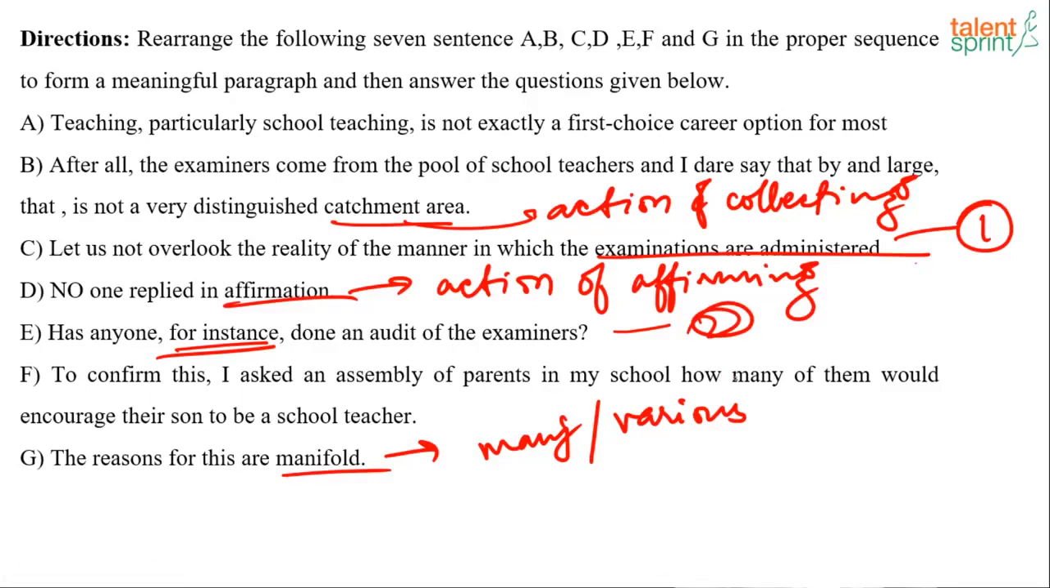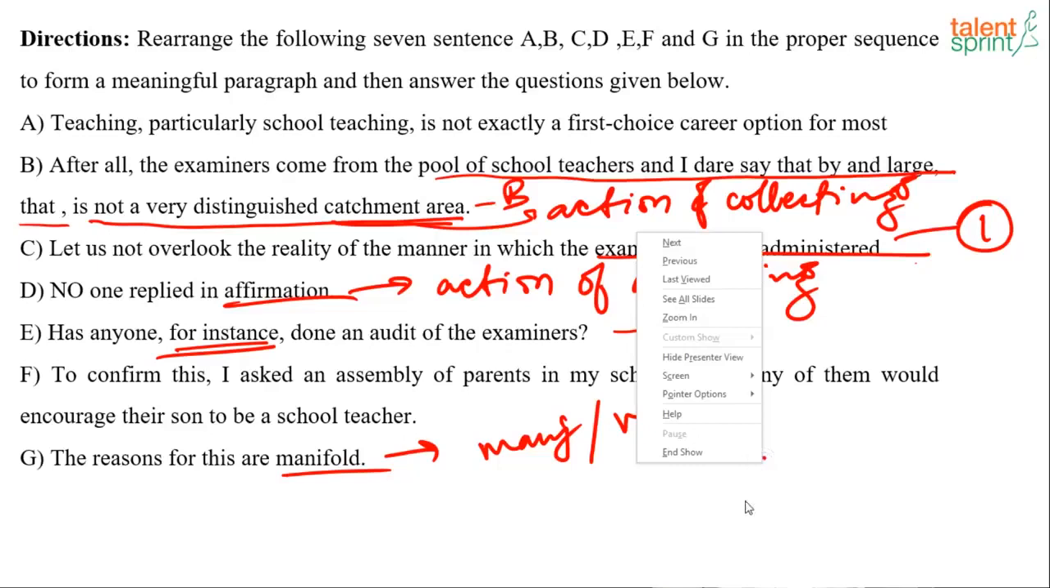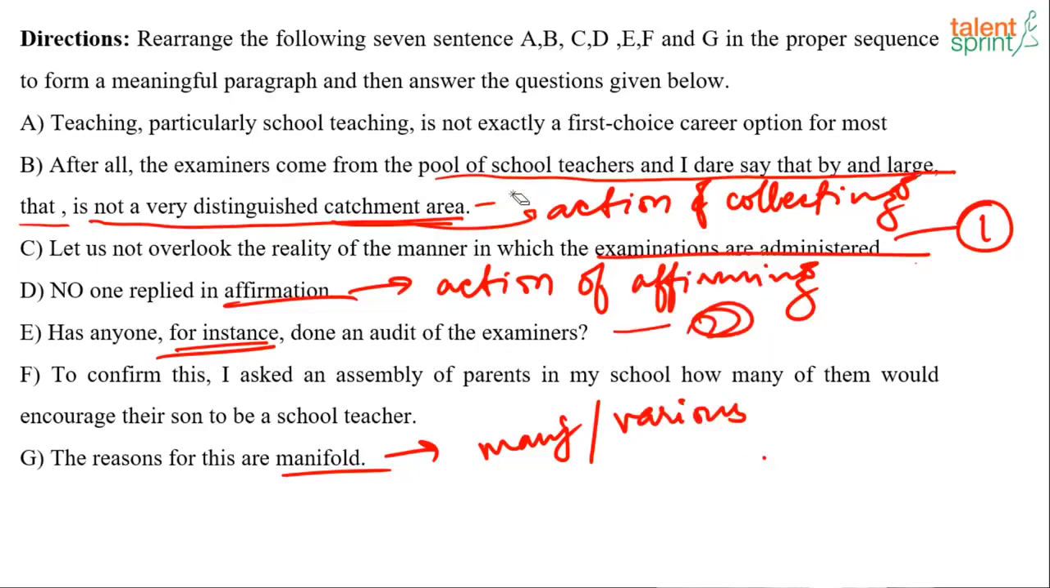Next, sequence number 2, and there is the reply for this. After all, the examiners come from the pool of school teachers. I dare say that by and large that is not a very distinguished catchment area. Okay, so most of the examiners come from the pool of school teachers, which is not a very distinguished catchment area. All right, that is the meaning. So the sequence is CEB.